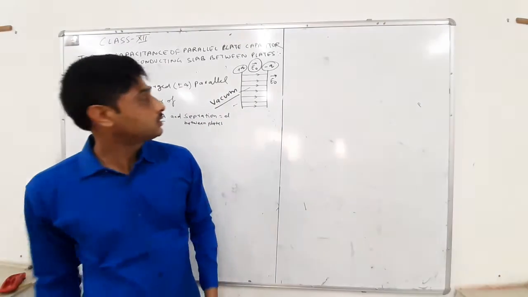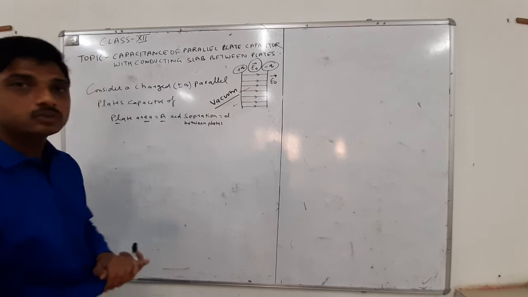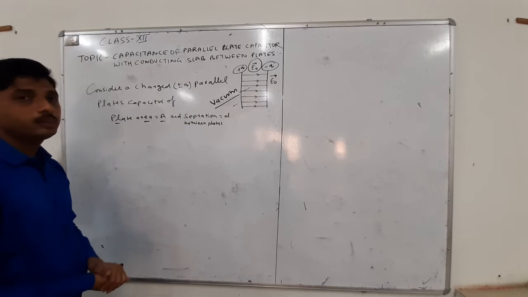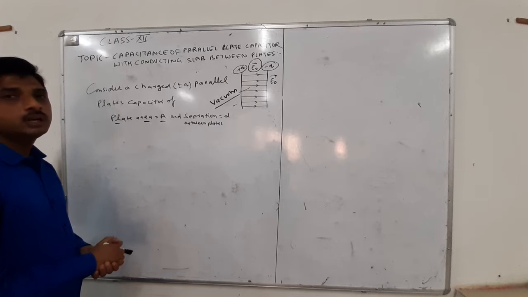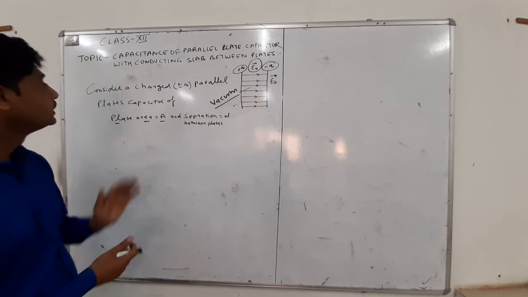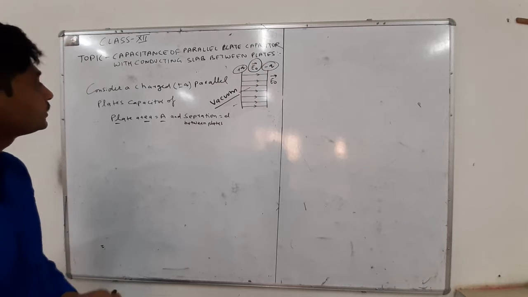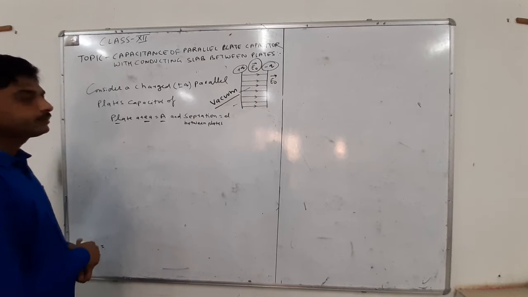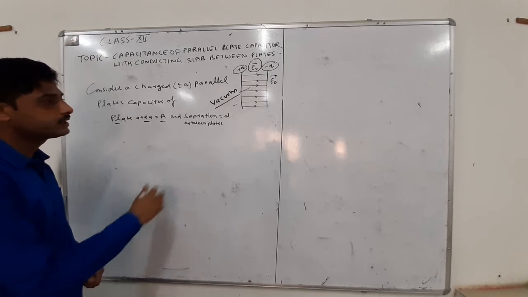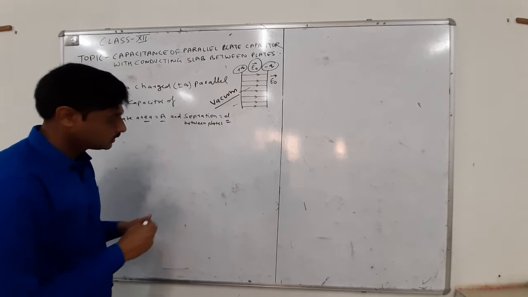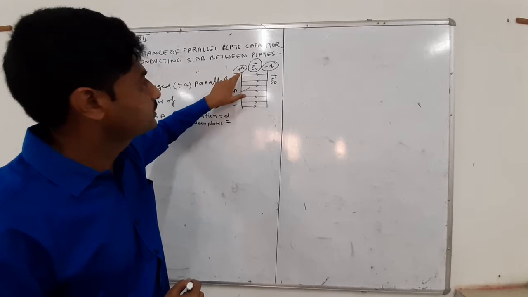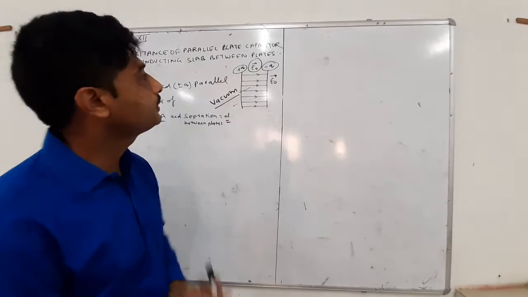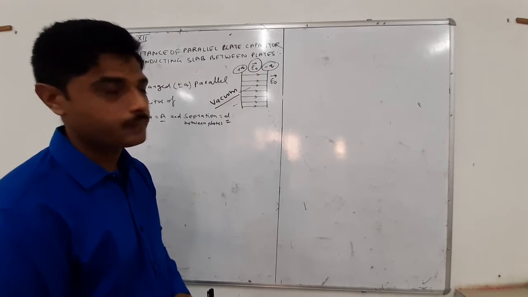Today I am going to take a lecture for 12th class, and today's topic is the capacitance of a parallel plate capacitor with a conducting slab between the plates. Consider a parallel plate capacitor of plate area capital A and separation between the plates D. This is a parallel plate capacitor. One plate carries positive Q charge and the second plate carries minus Q charge.